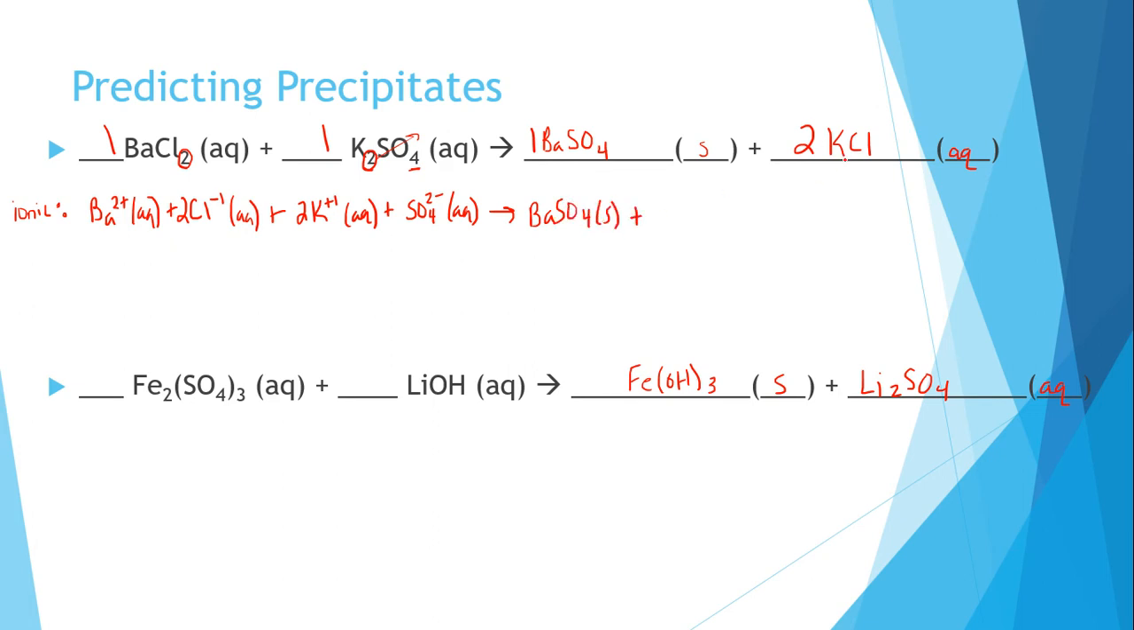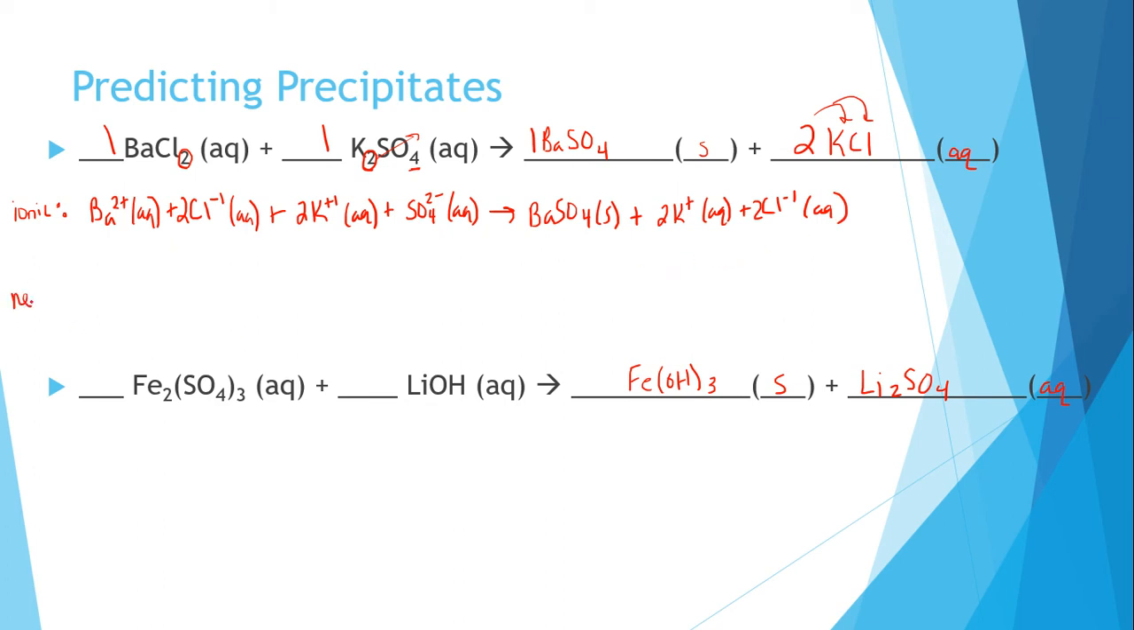plus, now I'm looking at my potassium chloride. I have a 2 out front, so remember that has to go to both of them. I have 2 Ks, and they have a +1 charge, and then I have 2 chlorines that have a -1 charge.